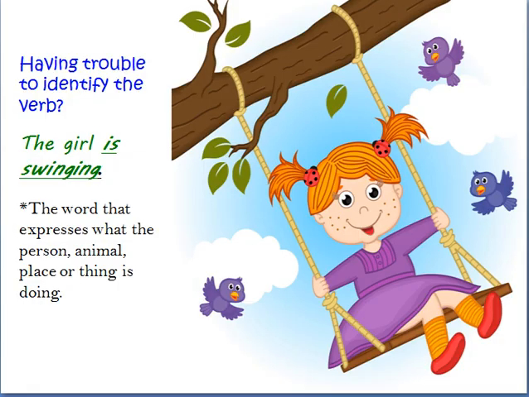If you are having trouble identifying a verb, then you need to ask what was the action or what happened. If you ask what was the action, the answer that you get will be your verb, the word that expresses what the person, animal, place or thing is doing. That is your verb. Here in the picture, the girl is swinging. What is the girl doing? What is the action here? Swinging is the action here. So the word is swinging is the verb here.